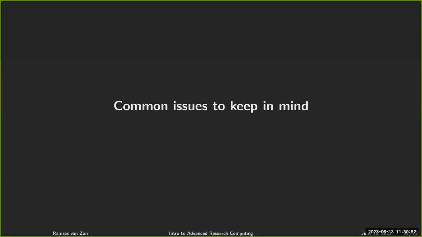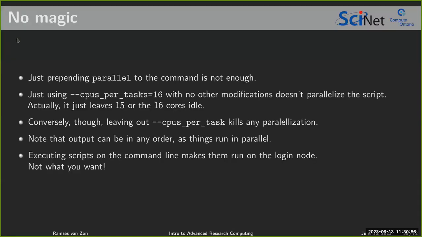Issues to keep in mind when you're doing this. There's no magic here, and all the little pieces will have to fall in place. If you just put parallel in front of a command, that won't be enough, because you wouldn't have asked Slurm to give you more resources. If you just ask for more resources, so you do CPUs per task equals 16, but you don't change the script, then the script is going to use only one of those cores. So again, that won't work.